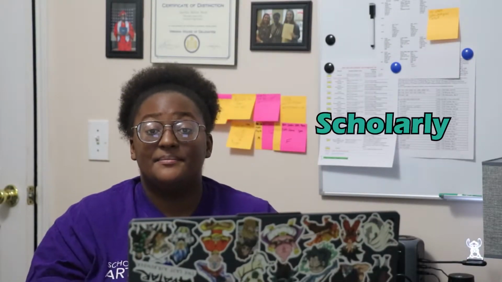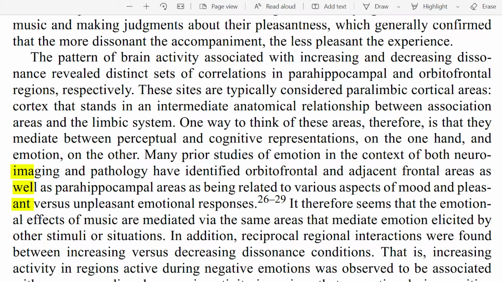Starting with scholarly sources, they are exactly like they sound, made by scholars. The authors of scholarly sources are experts in their field. With it being made by experts, you can expect a bunch of academic jargon, such as: many prior studies of emotion in the context of both neuroimaging and pathology have identified orbitofrontal and adjacent frontal areas, as well as the parahippocampal areas, as being related to the various aspects of mood and pleasant versus unpleasant emotional responses.